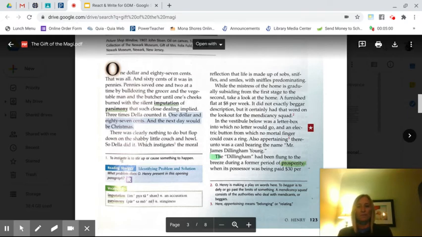$1.87, that was all. And 60 cents of it was in pennies. Pennies saved one and two at a time by bulldozing the grocer and the vegetable man and the butcher until one's cheeks burned with the silent imputation of parsimony that such close dealing implied. Three times Della counted it. $1.87, and the next day would be Christmas. There was clearly nothing to do but flop down on the shabby little couch and howl, so Della did it, which instigates the moral reflection that life is made up of sobs, sniffles, and smiles, with sniffles predominating.